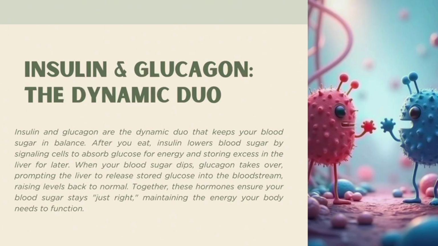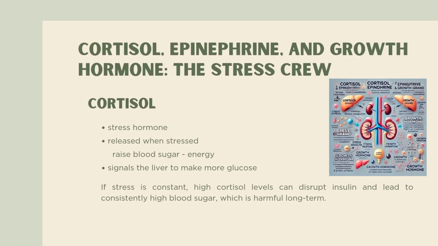But wait, what happens if you're stressed out or haven't eaten in a while? Your body needs extra energy to handle the stress or keep you going. That's when a second set of hormones comes into play: cortisol, epinephrine, also known as adrenaline, and growth hormone. These are your stress hormones. And here's how they work.